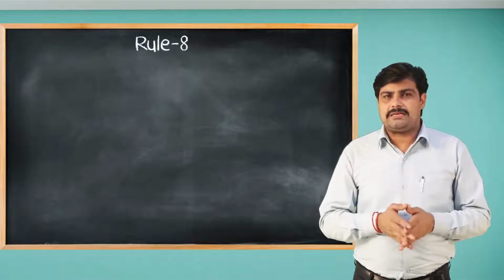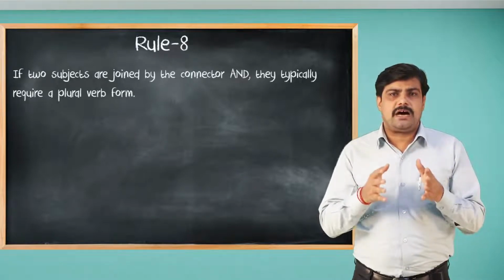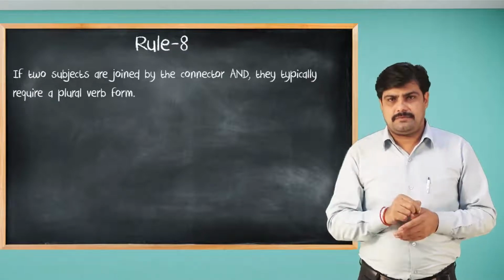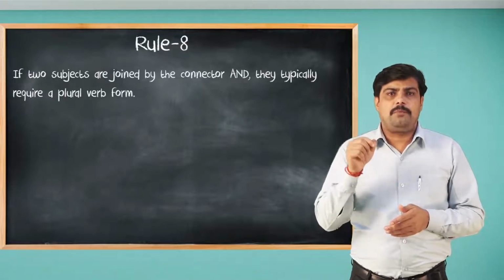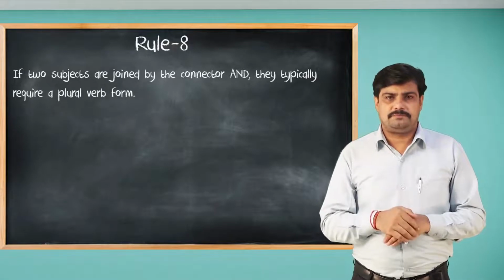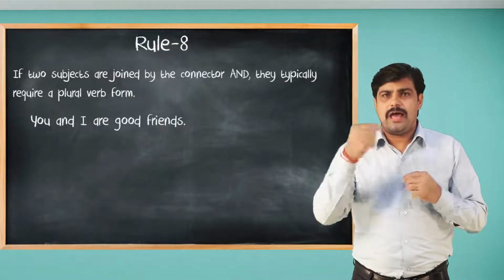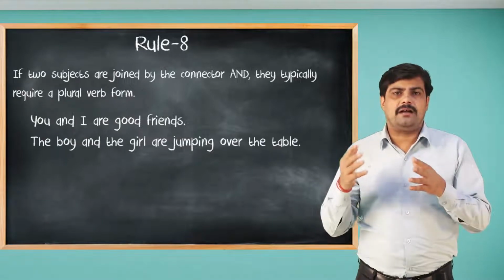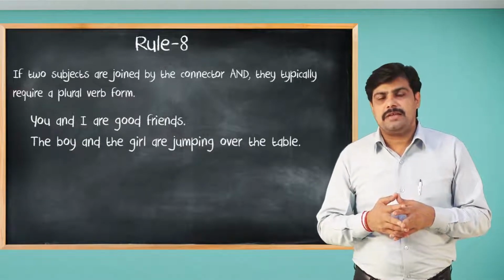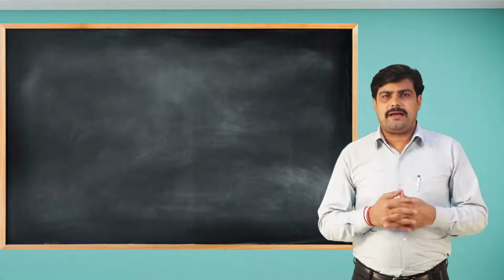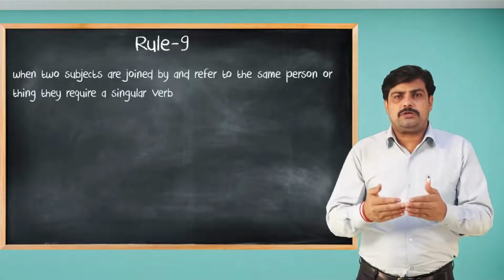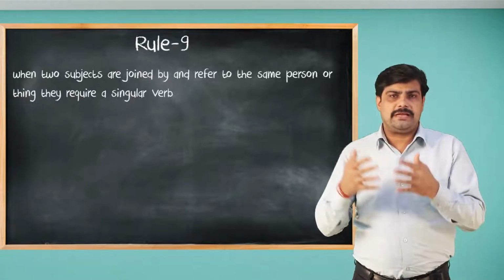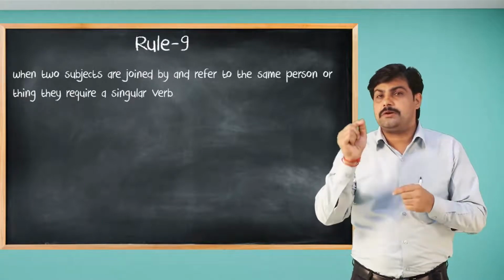Rule number 8: if two subjects are joined by connectors like and, they require a plural verb form. For example, you and I are good friends. The boy and the girl are jumping over the table. Rule number 9: when two subjects joined by and refer to the same person or thing, they require a singular verb.